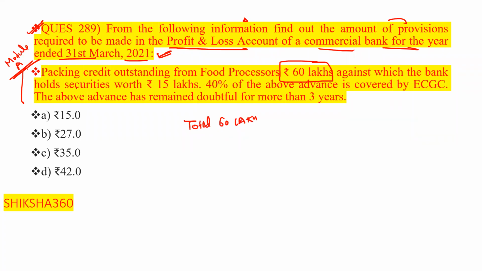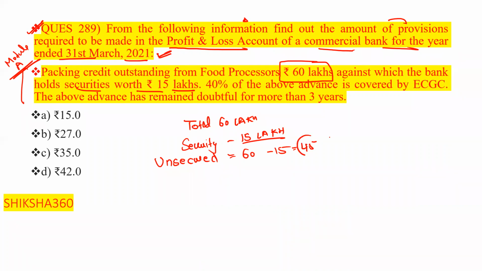Against which the bank holds securities worth rupees 15 lakh. Security amount here is to be how much? Security amount is to be 15 lakh. Okay, so the unsecured amount here is to be 60 minus 15. That is 45 lakh.